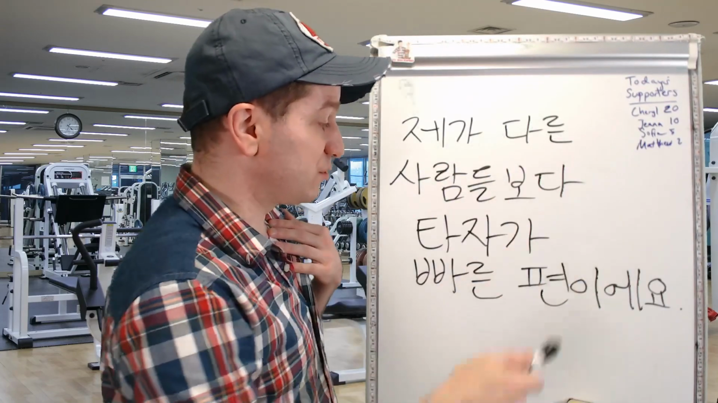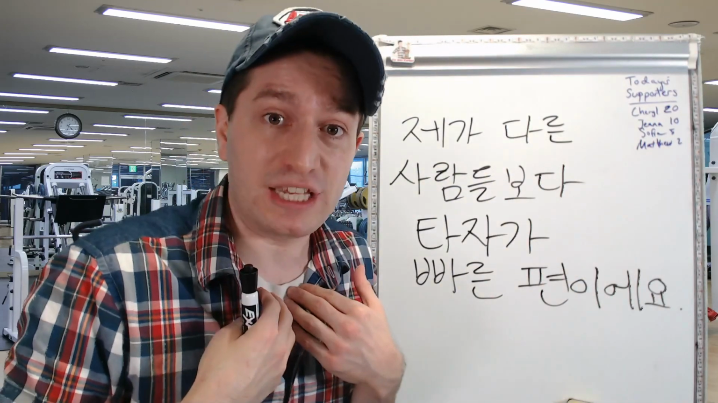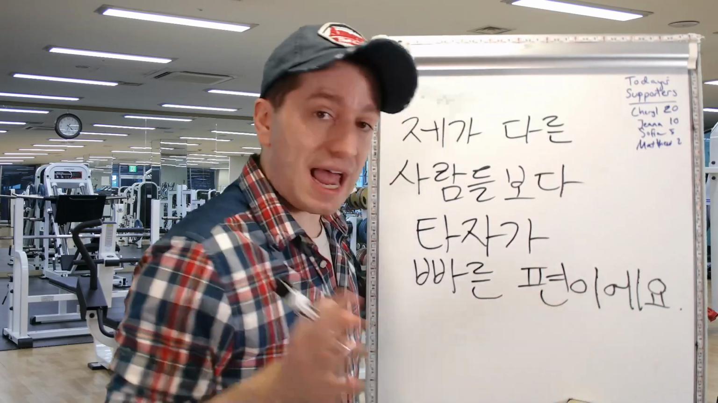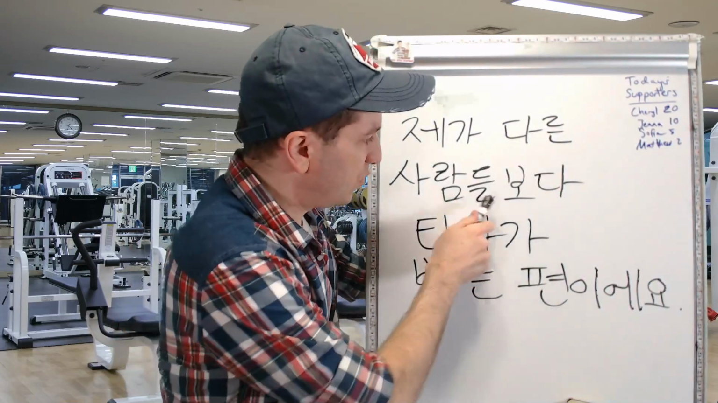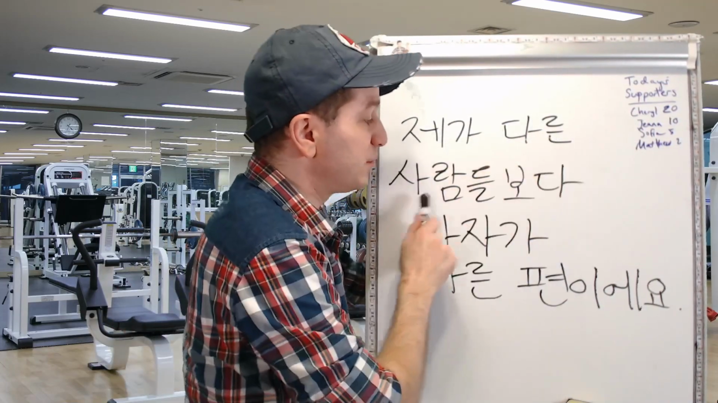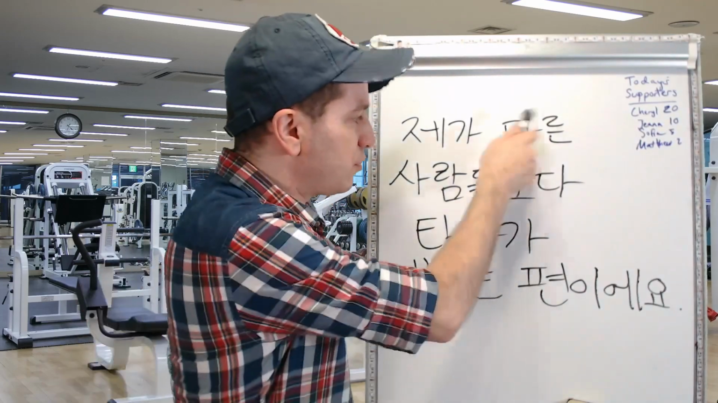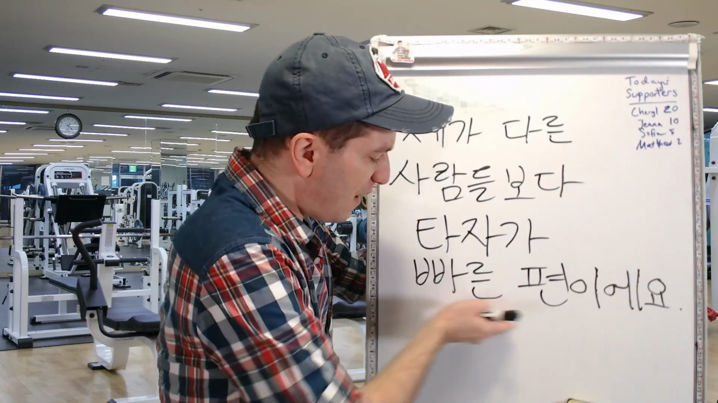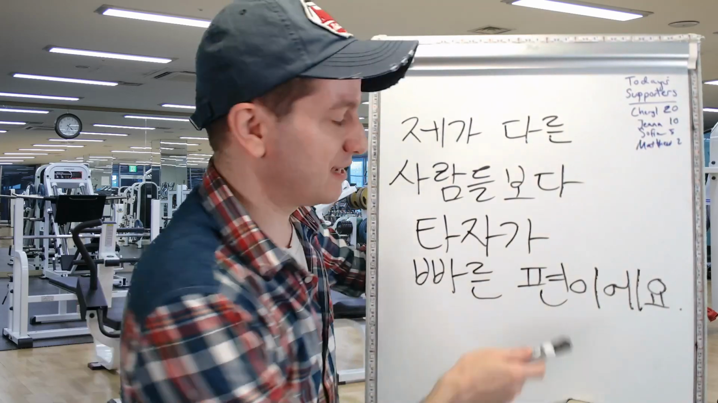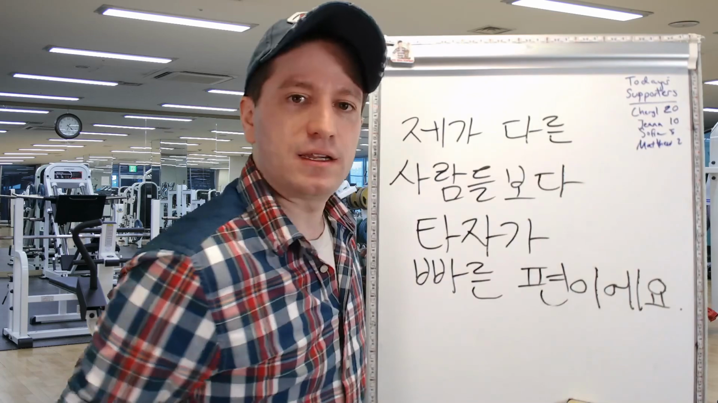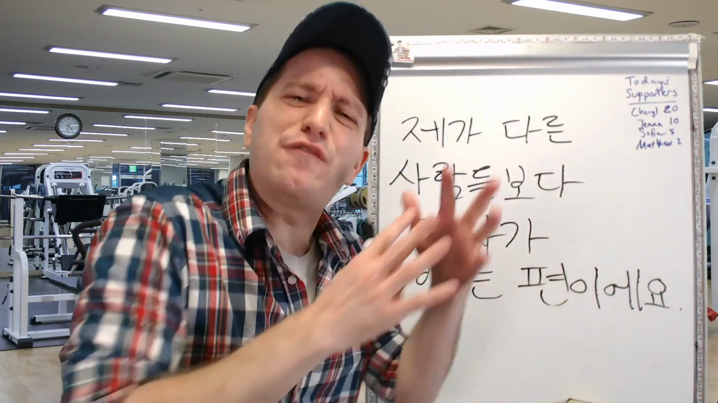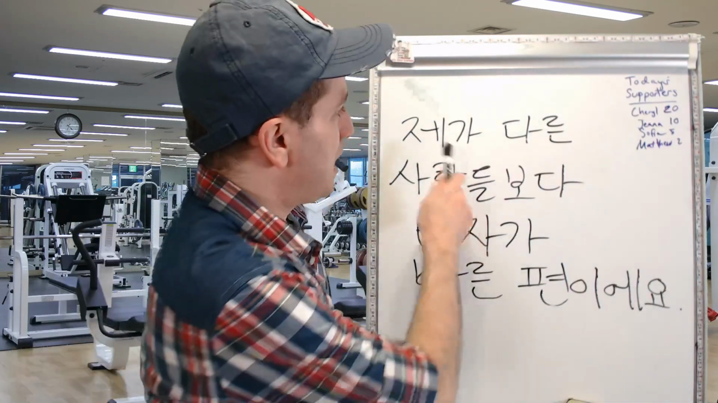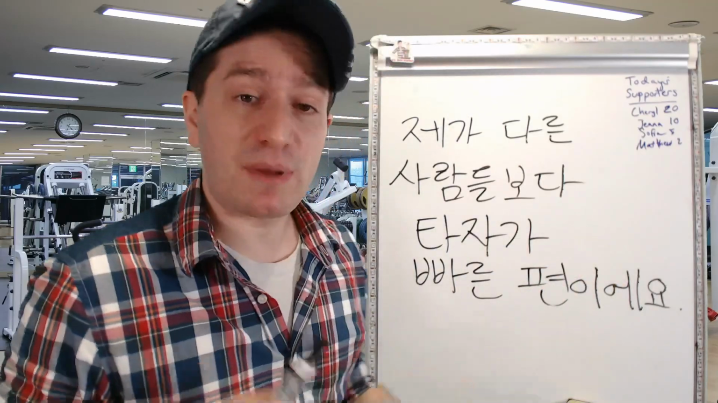제가 다른 사람들보다 타자가 빠른 편이에요. So I am on the side of, I'm relatively, compared with other people, 다른 사람들보다, literally more than other people. 타자가 빠른 편이에요. So I am fast. I'm on the fast side of typing compared to other people. I type on the fast side in that sort of sense. 제가 다른 사람들보다 타자가 빠른 편이에요.